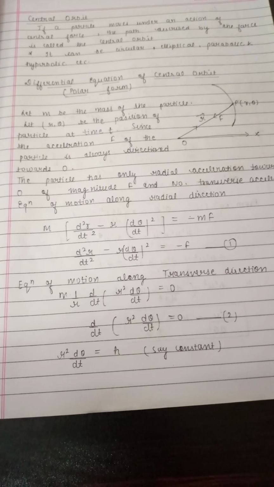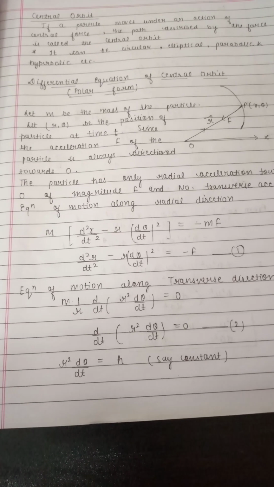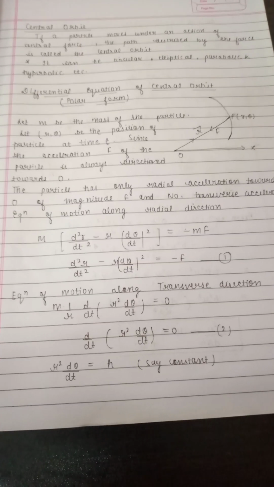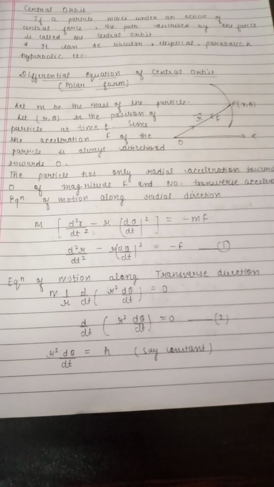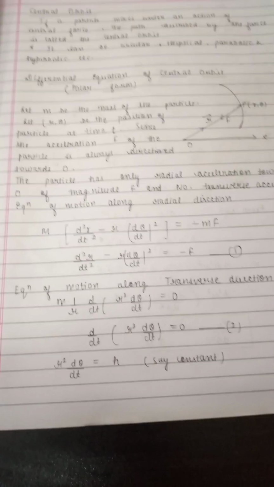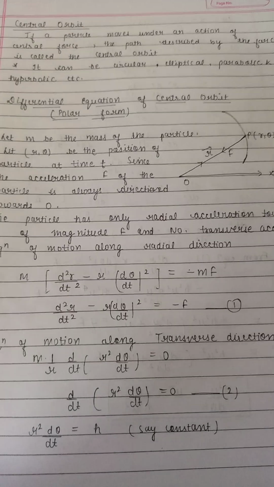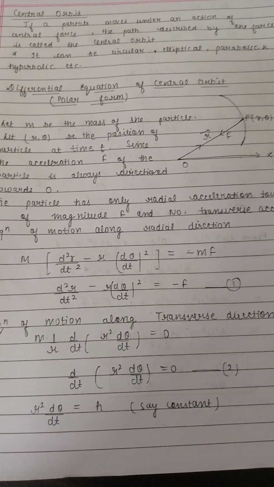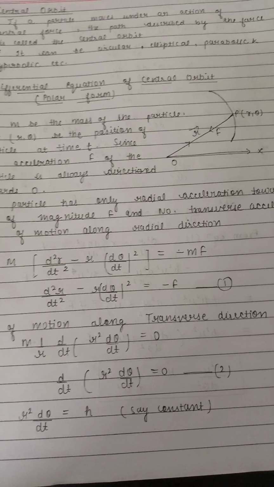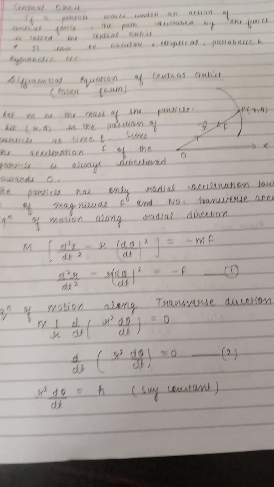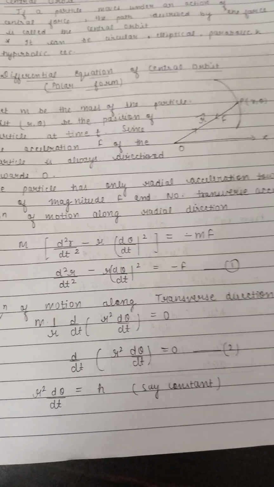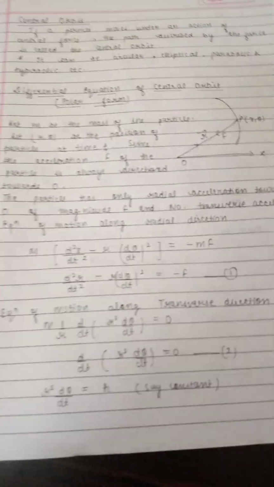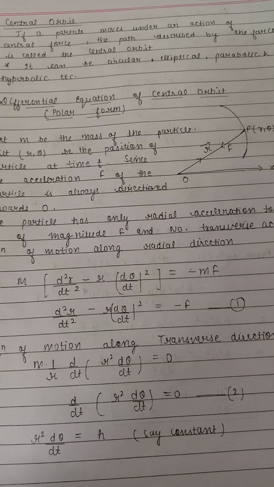Let m be the mass of the particle and (r, theta) be its position at time t. Since the acceleration f of the particle is always directed towards O, the particle has only radial acceleration towards O of magnitude f and no transverse acceleration. The equation of motion along the radial direction is given by m (d squared r/dt squared minus r (d theta/dt) squared) equals minus m f. On solving it, we get d squared r/dt squared minus r (d theta/dt) squared equals minus f. This equation is known as the first equation.